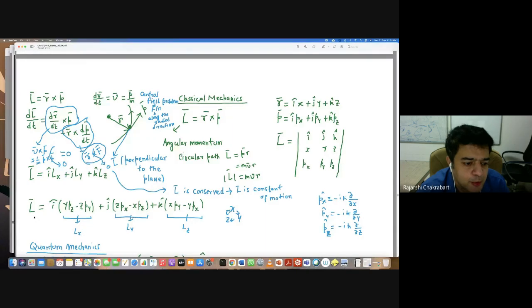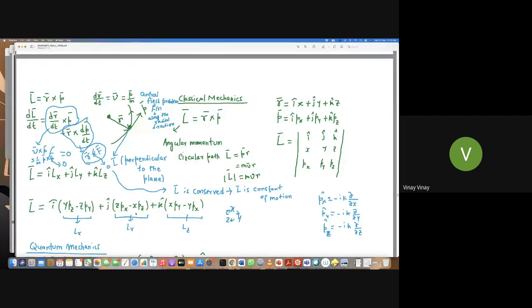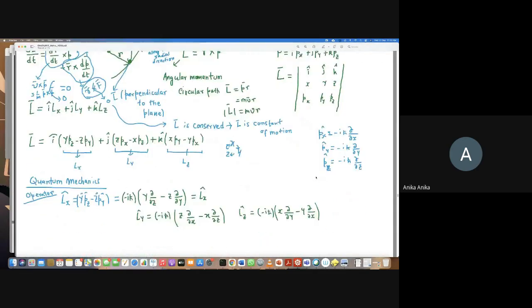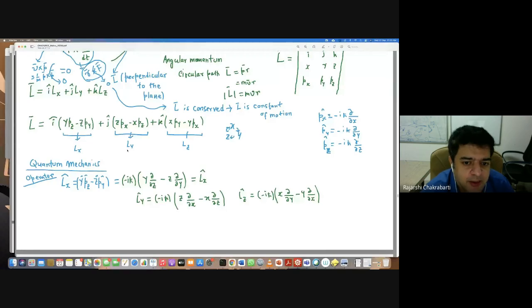So L is going to be what? If I expand this, L is going to be i cap times (ypz minus zpy). Can you see that? And j cap is going to be (zpx minus xpz). Similarly, for k cap, (xpy minus ypx). I am just expanding the determinant. Is this clear? This is class 11 math. Yes, sir. So I can interpret these as Lx, Ly, and Lz.